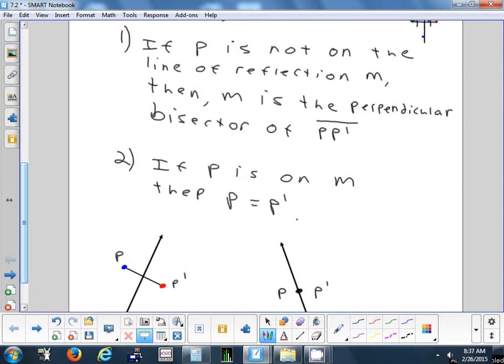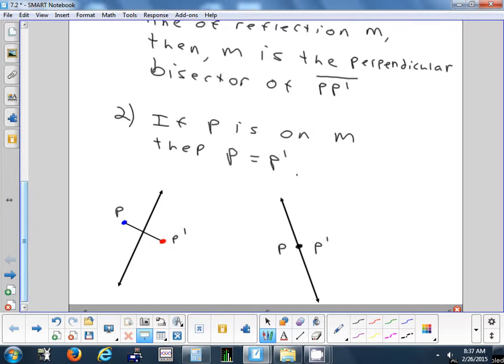Those are basically your two cases. Here's another sketch. In the sketch on the left, P is not on the line of reflection. When we reflect it to P prime, those two segments are equal in length, and the line is a perpendicular bisector of PP prime. Now here's the case where P is on the line of reflection. If a point is on the line of reflection, what's the distance of that point to the line of reflection? Zero. So when you reflect it, the distance stays zero, which means it's right on the line.